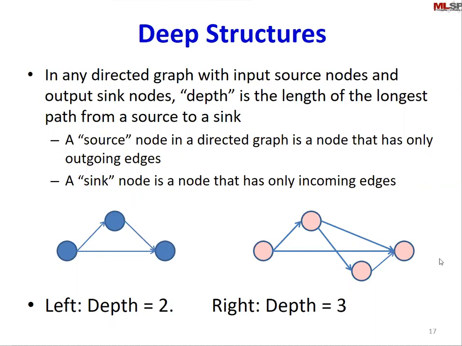What is the depth of this graph to the right? Anyone? It's 3. It's on the slide, right? It says depth is 3. So you have a path of length 1. You also have a path of length 2, but you have a path of length 3. The longest path is length 3, so the depth is 3.